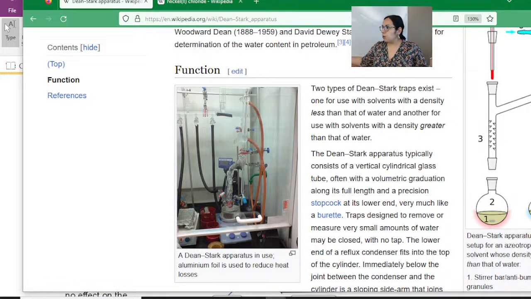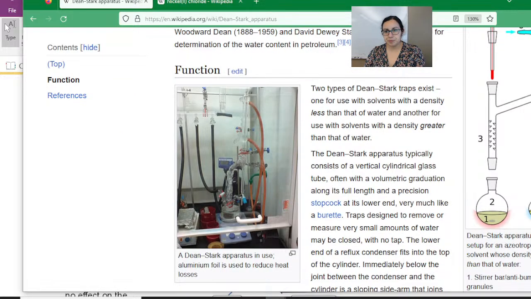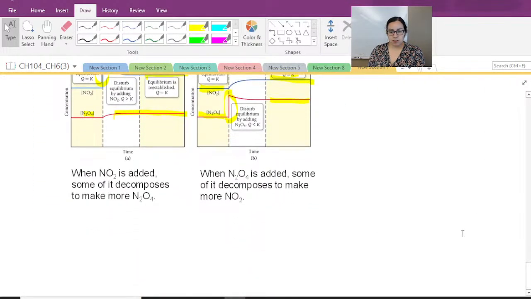So now you've removed the products, you've removed your water product, and then that continues to drive your reaction forward to completion, or if you're, like I said, purifying this nickel chloride, then that gives you nice yellow anhydrous nickel chloride. That's one way to use Le Chatelier's principle.